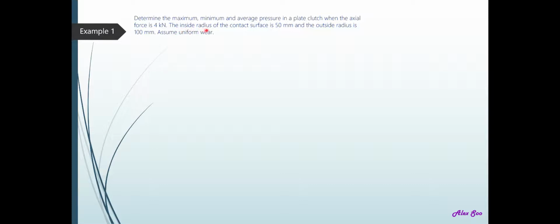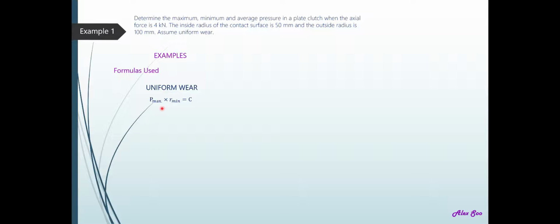The inside radius of the contact surface is 50 mm and the outside radius is 100 mm. Now assume uniform wear, so you have to assume uniform wear theory. These are the formulas that may be applied under uniform wear.